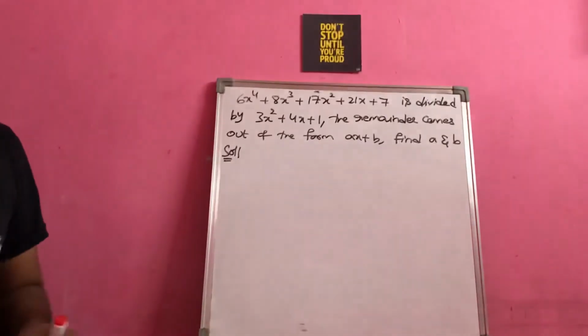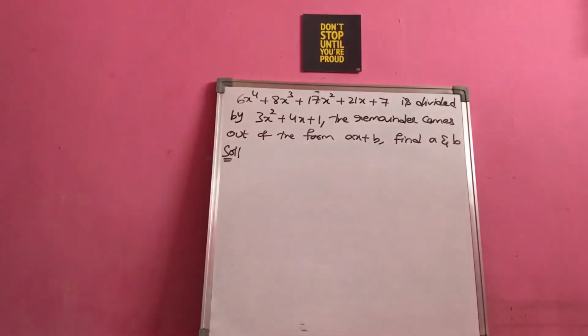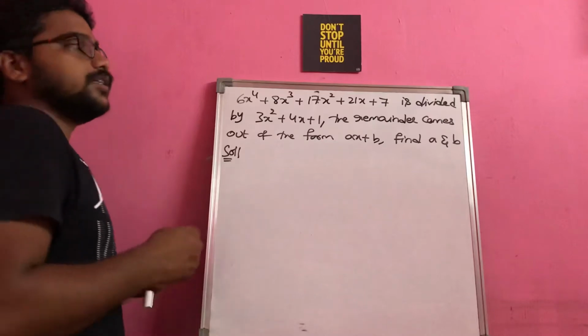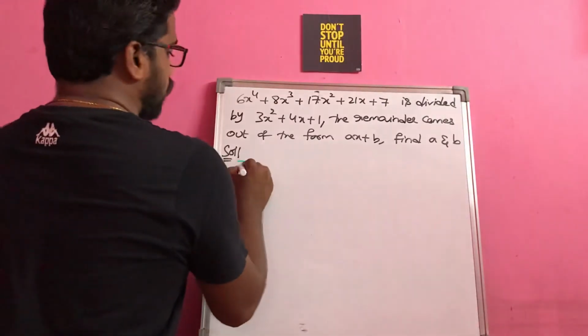Now see, this is a very simple 2-mark question model. Just try to get an idea how to solve this one, and also please spend some time observing this question. See what they said, that polynomial 6x power 4 is divided by another polynomial. The remainder comes out to be of the form ax plus b, and hence they are asking to find the value of a and b. So indirectly they are asking us to do the division. So let us go ahead with the long division.